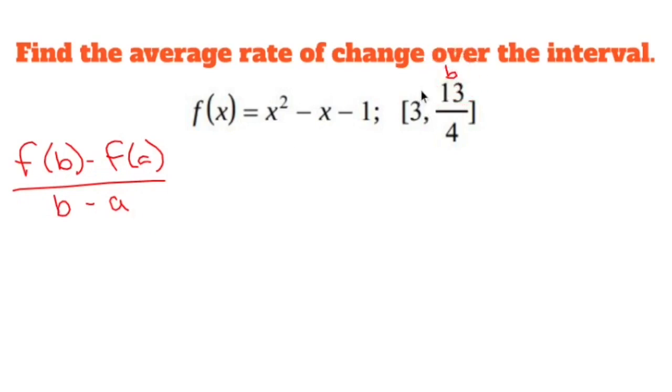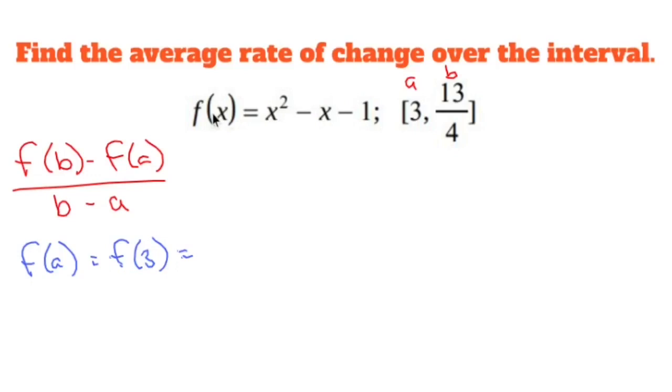Your B and your A, or your A and your B. So let's find out what F of B and what F of A are. Let's go in order from easiest to not so easy. F of A is going to be the same as F of 3.